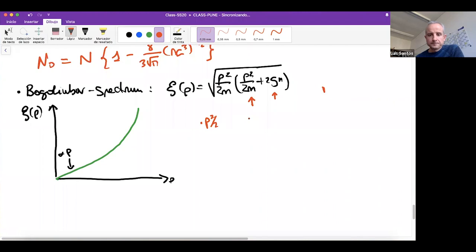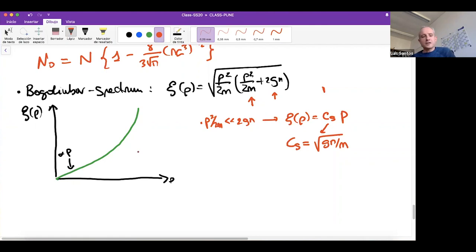Then you can immediately see that this goes like a constant, which plays here the role of the sound velocity, times P. This is called the sound velocity, and this is the square root of gn divided by m. So this means that this spectrum, this energy, goes linearly with momentum. This is why this part is called the phonon part of the spectrum, because this is similar to the dispersion of phonons. Actually, photons also have this dispersion, no? But in the literature, this is called the phonon part of the spectrum. So these excitations are phonons.